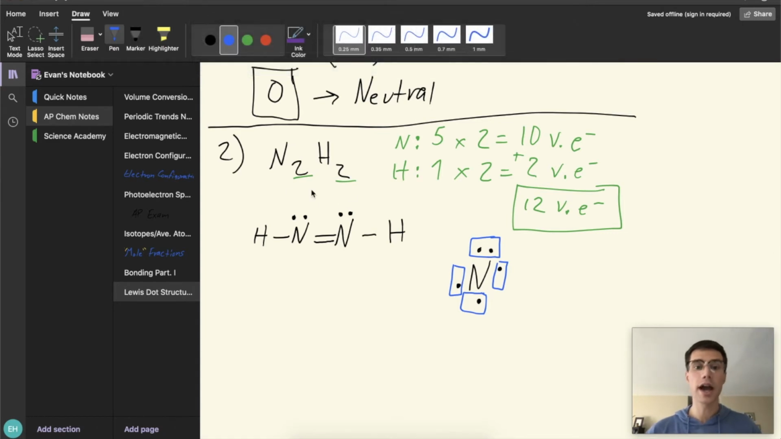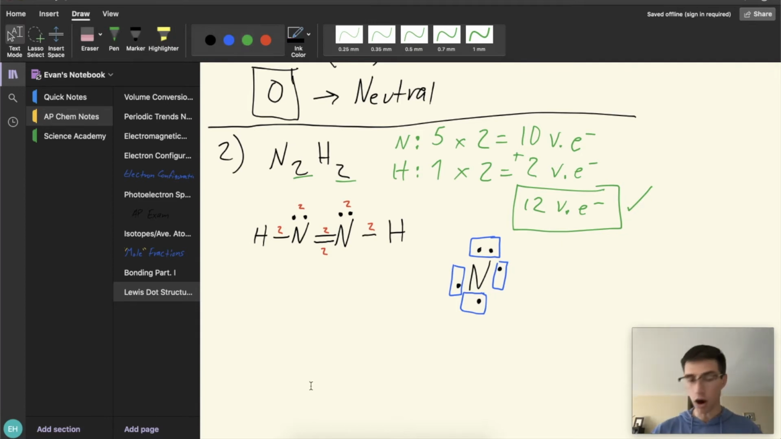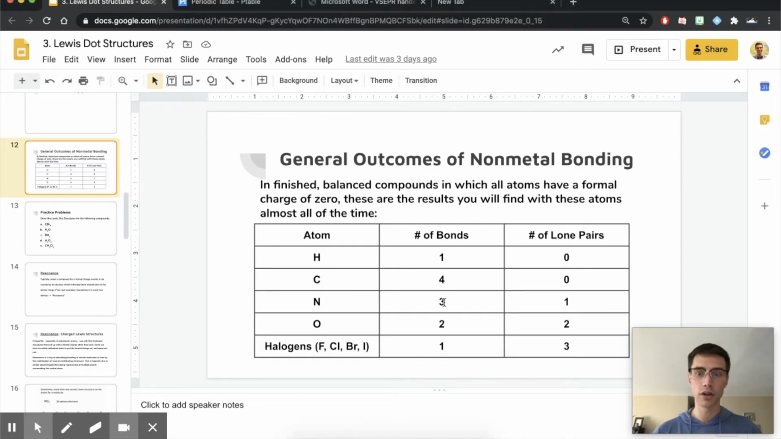Let's count how many total valence electrons we ended up with here. Well, if we have 2 from this bond, 2 from this bond, 2 from the bond on the top, 2 from the bond on the bottom, 2 from this lone pair, and 2 from this lone pair, we have a total of 2, 4, 6, 8, 10, 12, which is exactly what we expected to have, which is awesome. And again, our nitrogens here have all formed 3 bonds and 1 lone pair, and all of our hydrogens have formed 1 bond and 0 lone pairs.